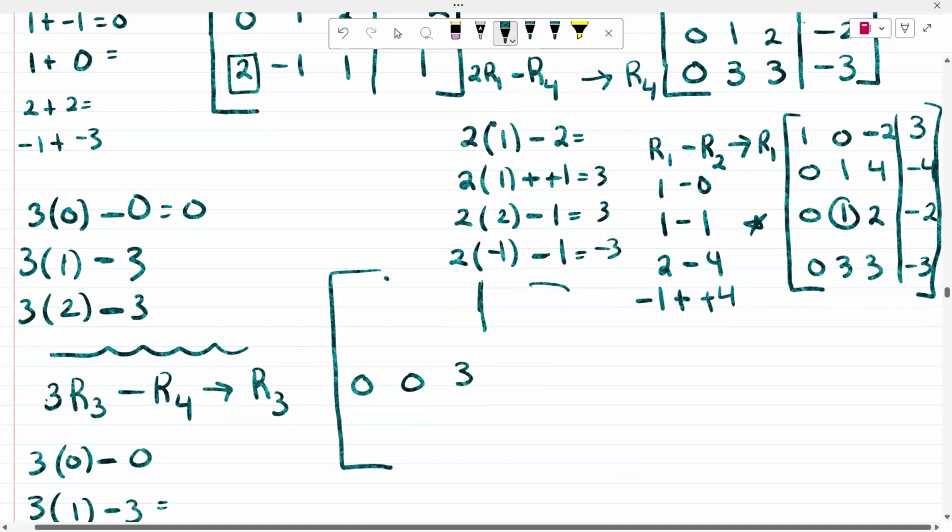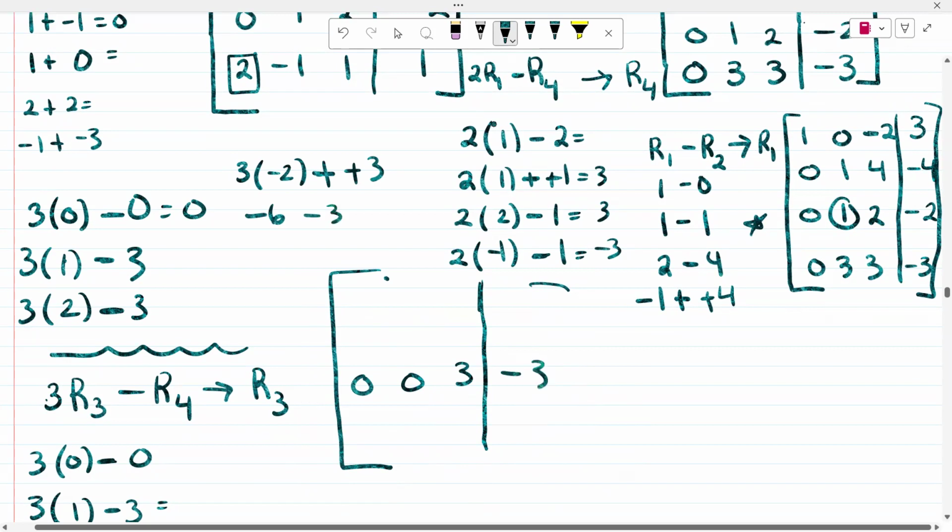Vertical line to represent a straight line. And then the last number in row three is -2, minus the last number in row four, which is -3. So 3 times -2 is -6. And then two negatives become positive. So that would be -6 plus 3, which is -3.